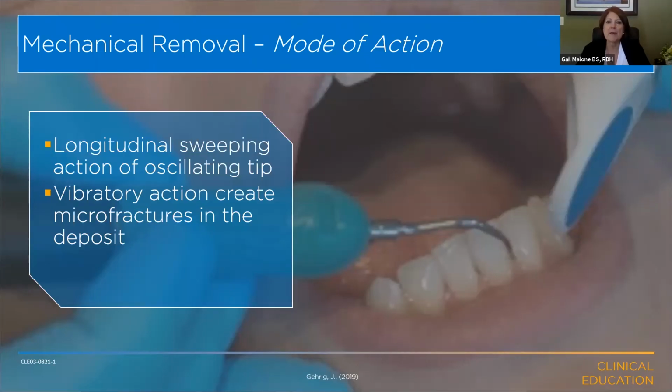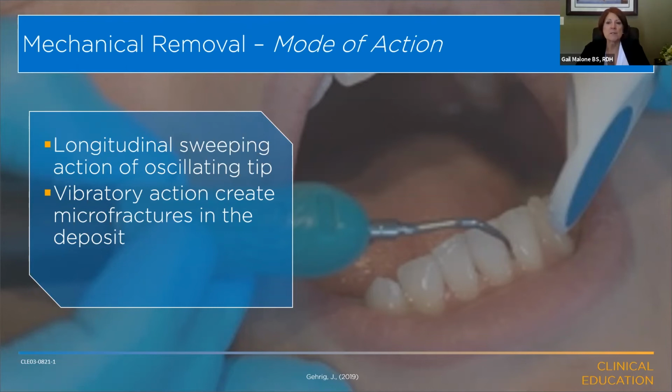So now let's go back and review our modes of action. We talked about the mechanisms of action being frequency and amplitude. Now let's look at our modes of action. First, we have mechanical action, and this results from the longitudinal sweeping motion and rapid movement of the tip. As we said earlier, the tip is moving at about 30,000 cycles per second.